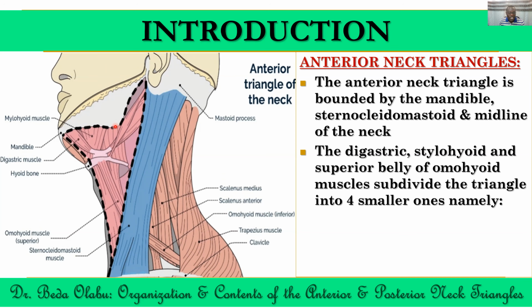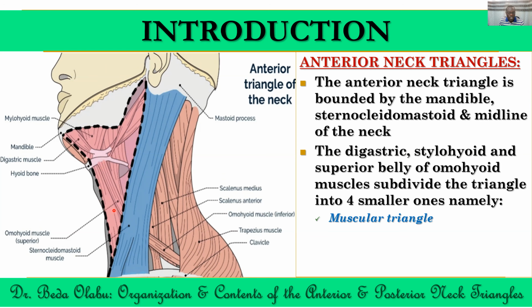There are some structures within the triangle that divide this anterior neck triangle into 4 smaller triangles. One of them is the digastric muscle with its anterior belly there and posterior belly there. The second muscle is this one, the stylohyoid muscle. Of course, this is the hyoid bone, and this is the superior belly of the omohyoid muscle. So those structures divide the anterior neck triangle into smaller triangles.